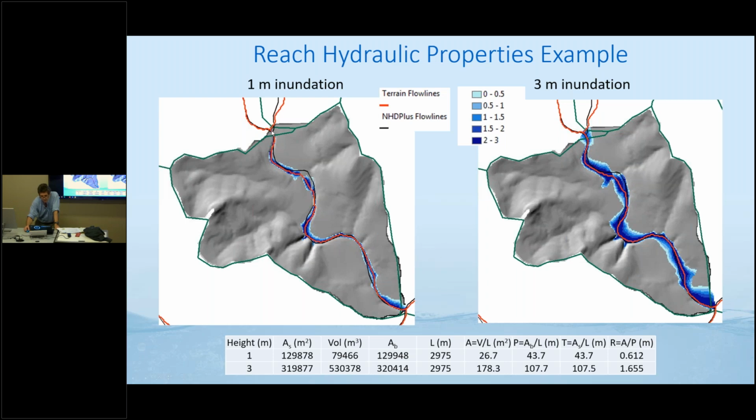You can map the height above the nearest drainage, and if the height is 1, you can evaluate the surface area, the volume, the bed area, the length. The length actually comes from the length of the reach. So those you can get from sort of spatial analyst calculations.